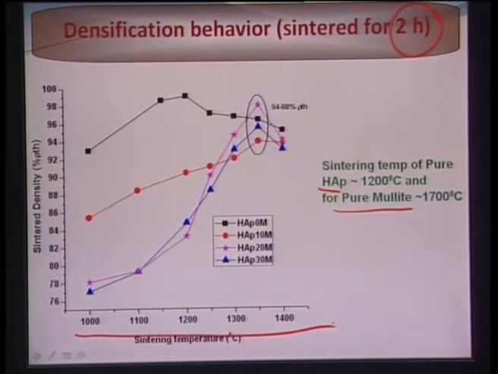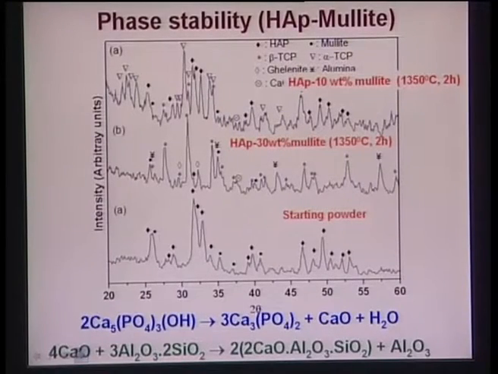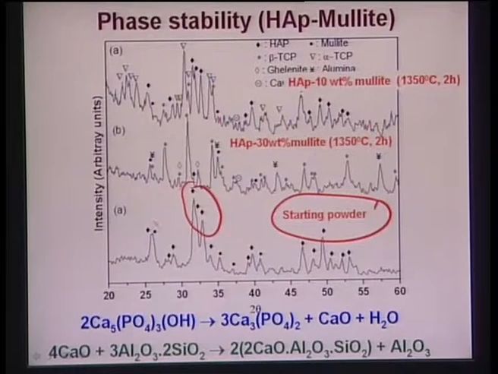Now, if you look at this around 1300 to 1350 degrees Celsius, you get close to 90 to 95% theoretical density. Now, this is the XRD spectra, and it essentially tells you that when you have a starting powder, you have this characteristic hydroxyapatite peak and you also have the mullite peak.